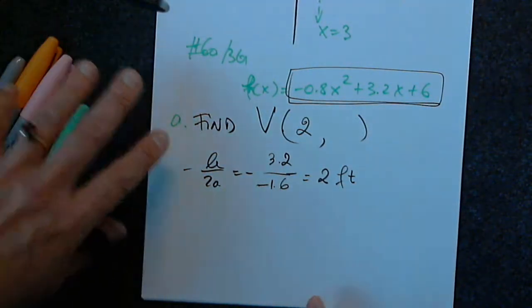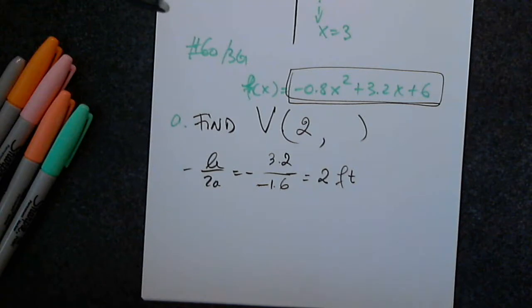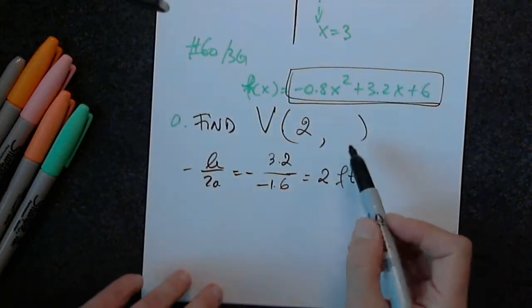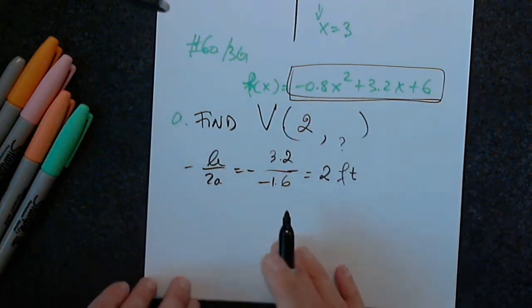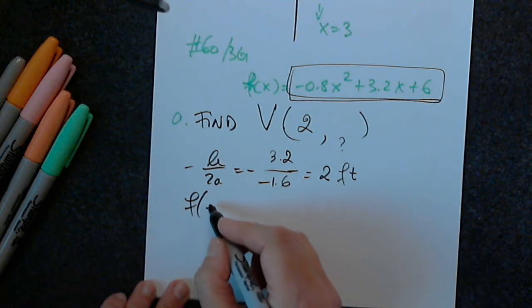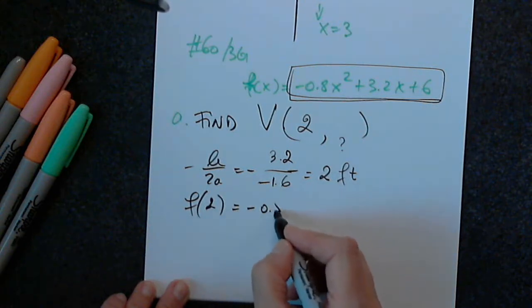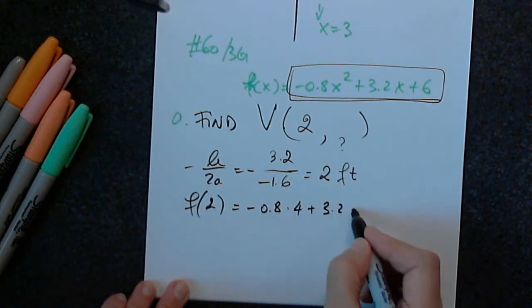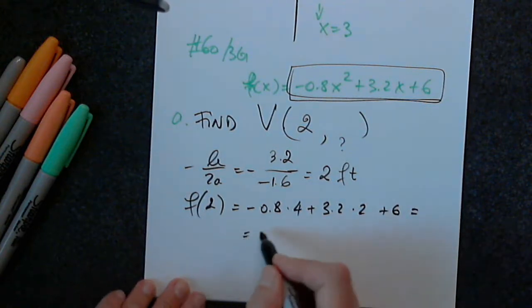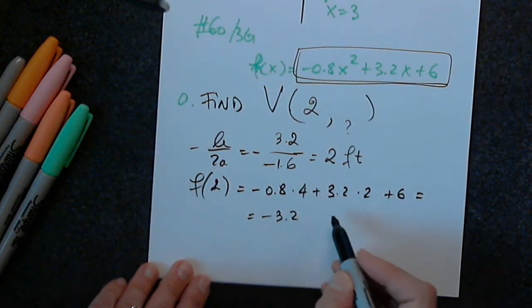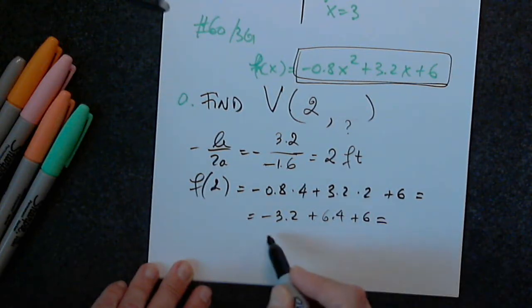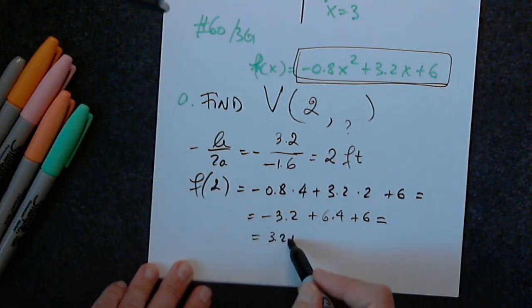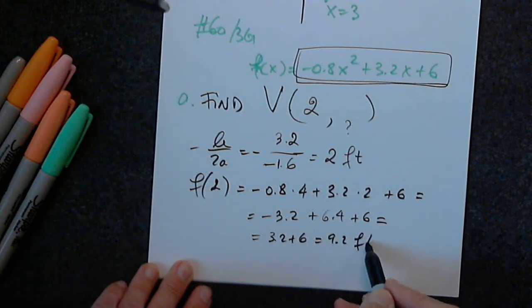So the question now is, how high does it go? How do I find the y-coordinate of the vertex? Very good. So f of 2 equals negative 0.8 times 4 plus 3.2 times 2 plus 6. So negative 3.2 plus 6.4 plus 6. So this will be 3.2 plus 6, 9.2 feet.